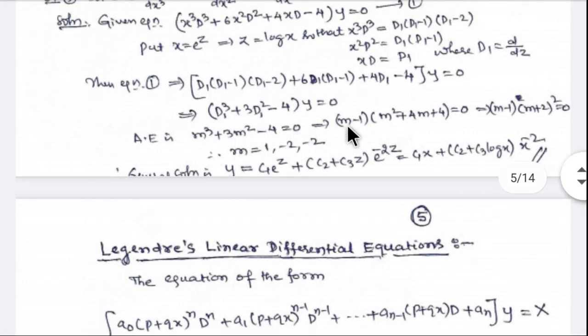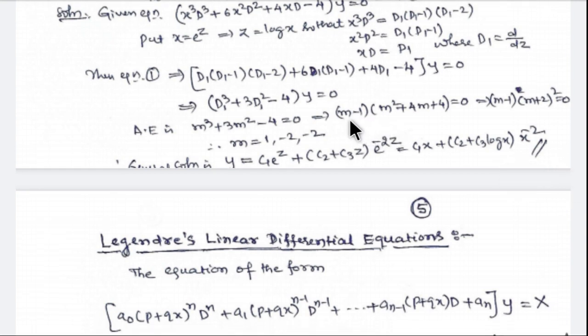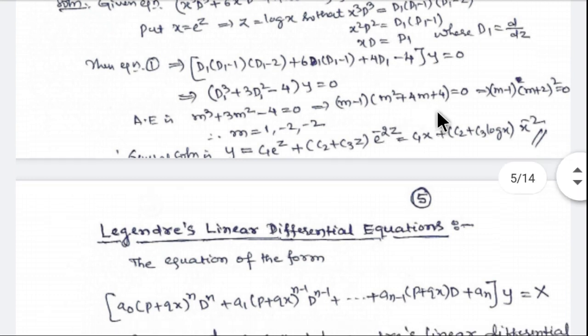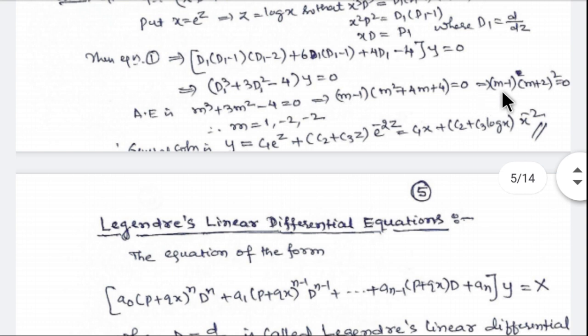Here, using synthetic division, you can remove one factor m minus 1 from this cubic. So m minus 1 into the remaining m square plus 4m plus 4 equal to 0. This is m minus 1 into m plus 2 whole square equal to 0, since it is a perfect square. From this you get m equal to 1, minus 2, minus 2. All 3 roots are real, and out of the 3 roots, 2 roots are repeated.